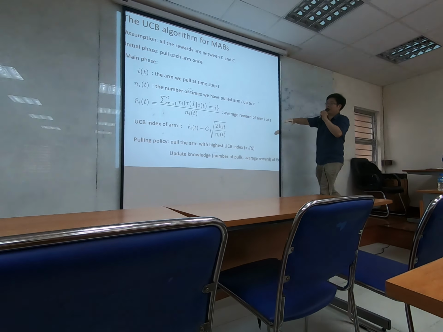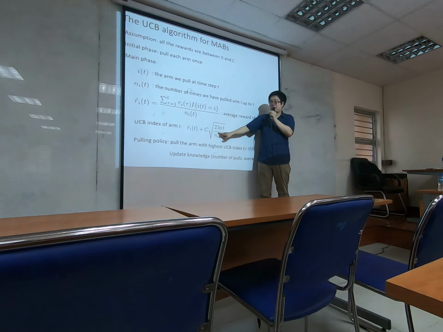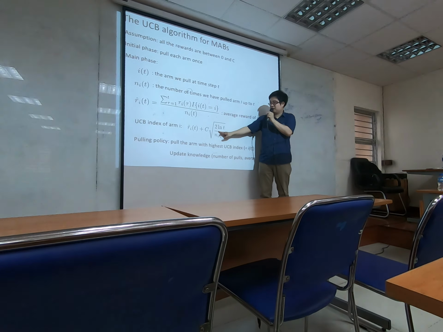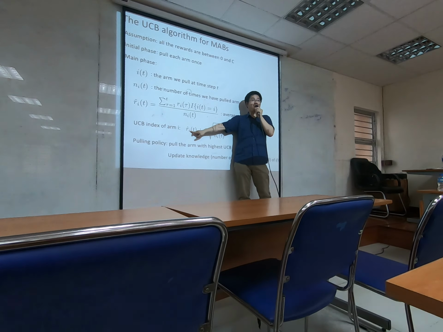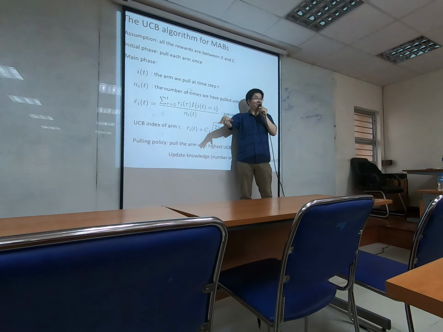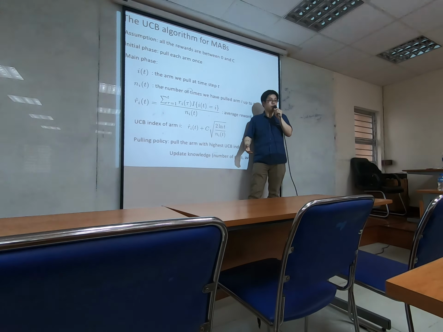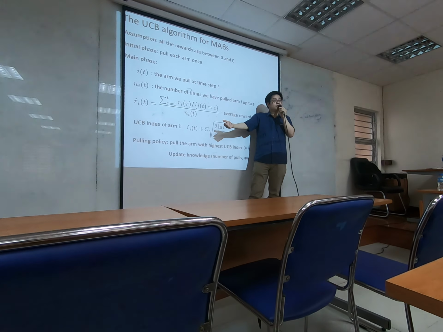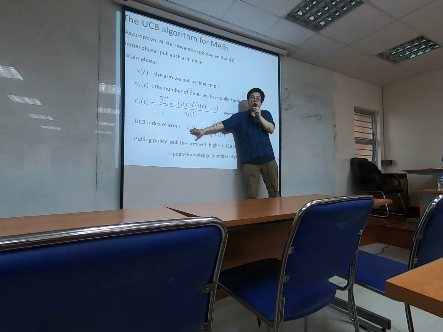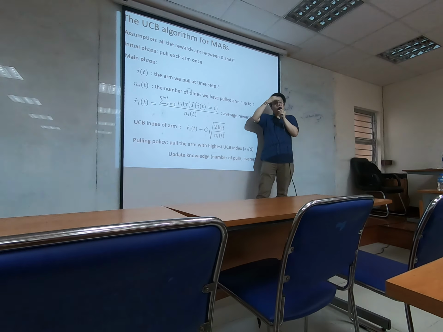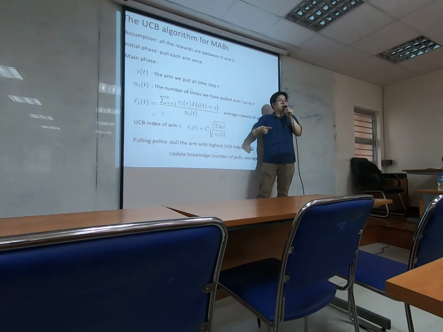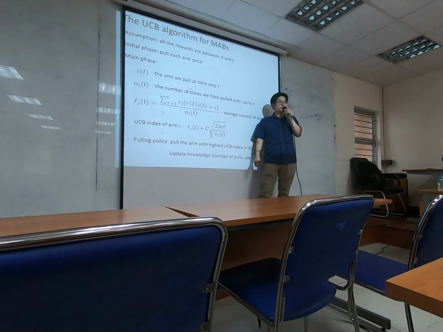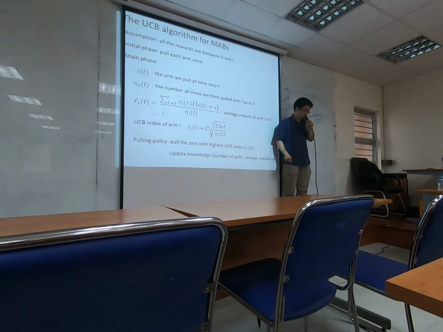What you need to update is this value, because we have pulled the arm one more time, so it will be increased by 1. This value might change, because it can go up or down depending on the reward you get. And this value also changes by 1 because it's the next round. So every time you have to update the indexes for all the arms, and then you choose the one with the highest new index. Each time we pull only one arm.